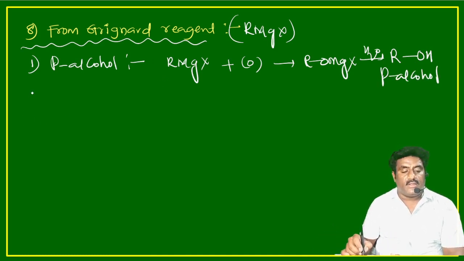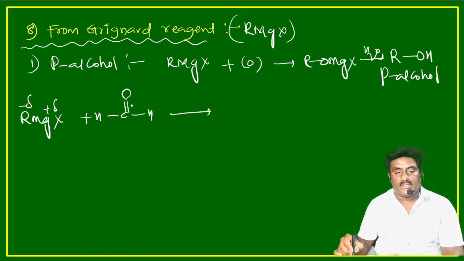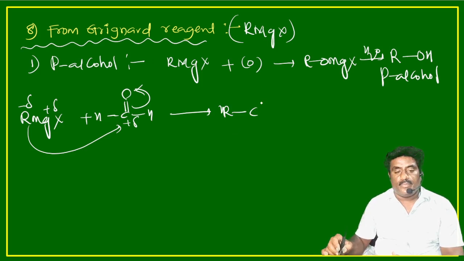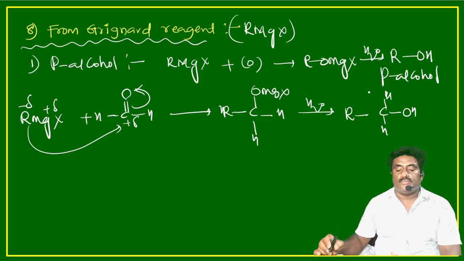I am taking the example alkyl magnesium halide, R minus MgX plus, in the presence of formaldehyde. This is formaldehyde. What happened? The pi bond is shifted. You are getting a partial positive charge, so the negative charge attacks over here. What is the intermediate? H, C, here O MgX, and H and H. With H2O, what happened? It breaks, to form RCH2OH. This is the product.